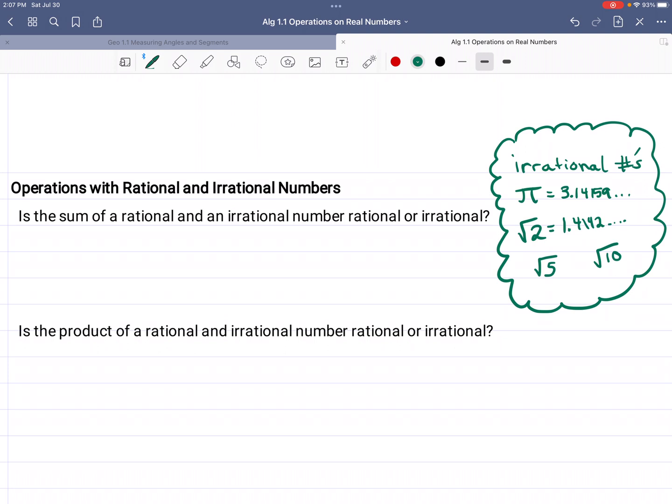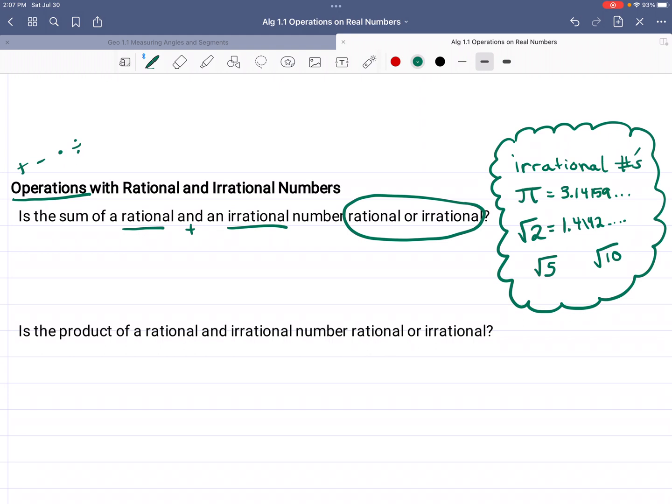Those are irrational numbers. Okay, operations. Operations are adding, subtracting, multiplying, dividing, exponents, like in order of operations. So is the sum of a rational and an irrational number rational or irrational? What do you think?